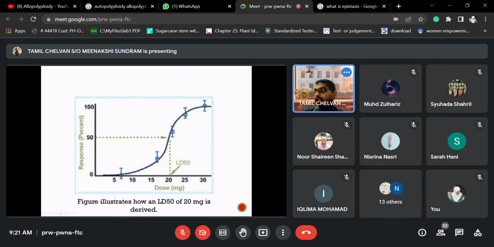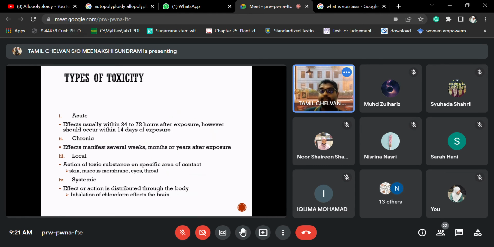So at 20 milligrams of dosage, it reaches LD50, half of the effect. Types of toxicity. We have acute toxicity.